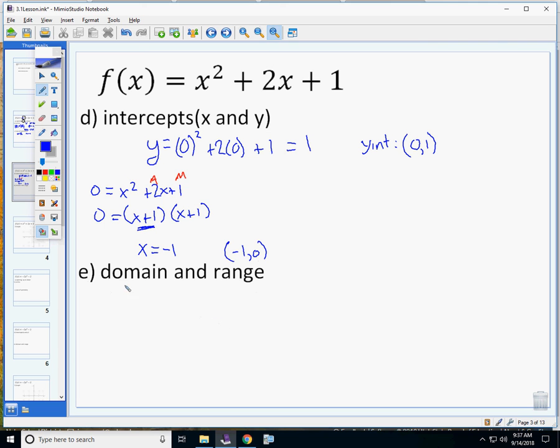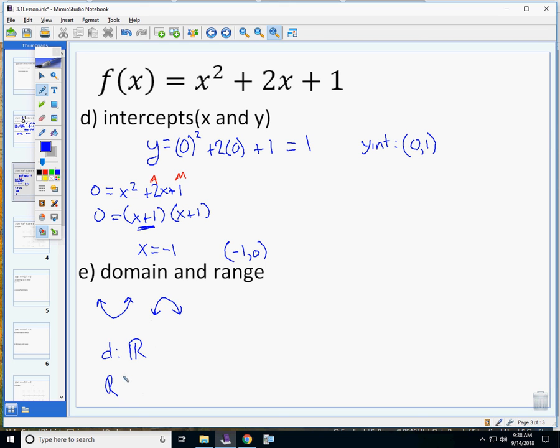Now what's the domain of our function? Anytime we have a parabola, whether it be pointed up or pointed down, our domain will always be all real numbers, because we can plug in any number we want. We can plug in any x we want, whether it be negative or positive, we'll still get an answer for it. So our domain is always all real numbers.